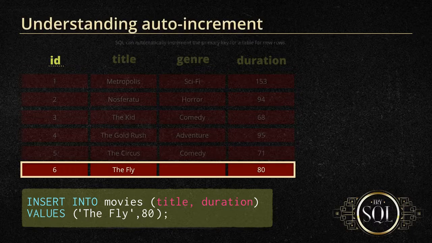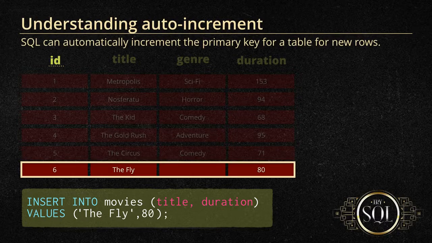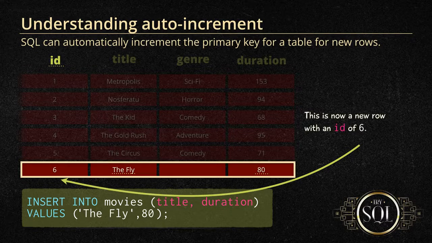SQL can automatically increment the primary key for a table by allowing a higher number to be generated when a new record is inserted into a table. Since our primary key is the ID, it will be automatically incremented by the database each time a row is added to the table. This is now the new row with an ID of 6.